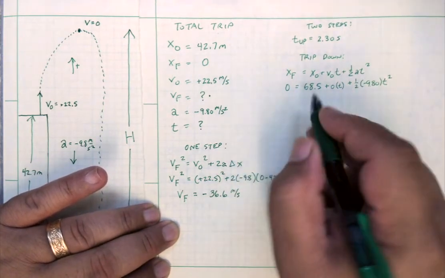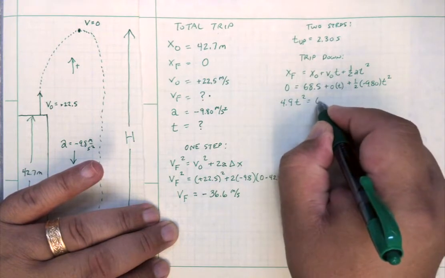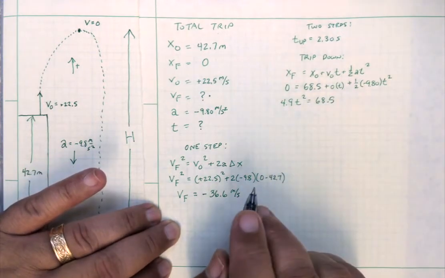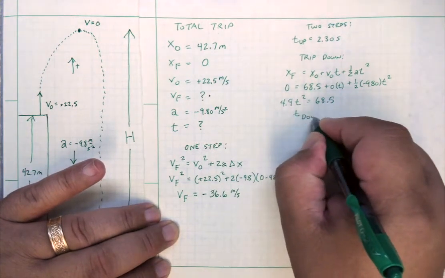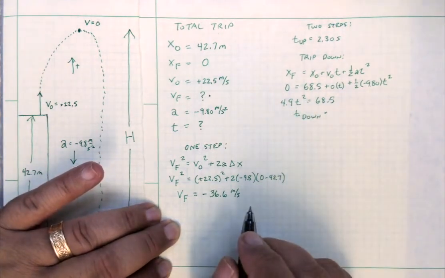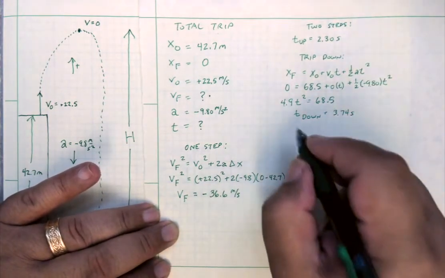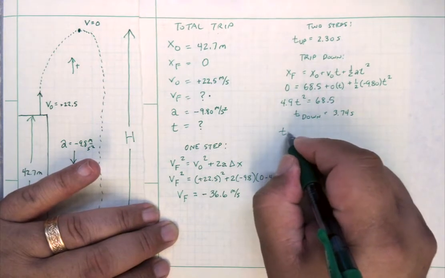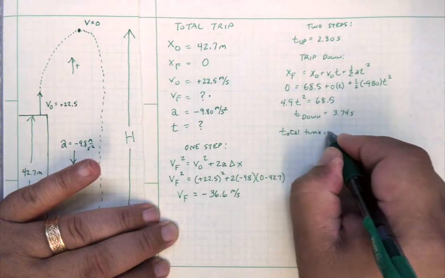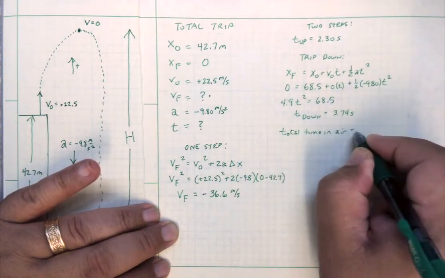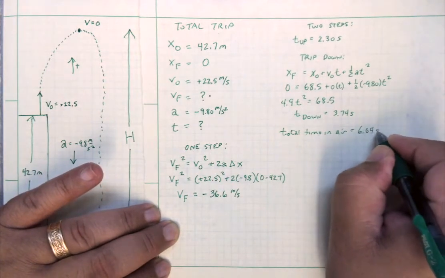We take this over here so that it becomes positive. We get 4.9 t squared equals 68.5, and that tells us that the time down equals 3.74 seconds. So the total time in the air is 6.04 seconds.